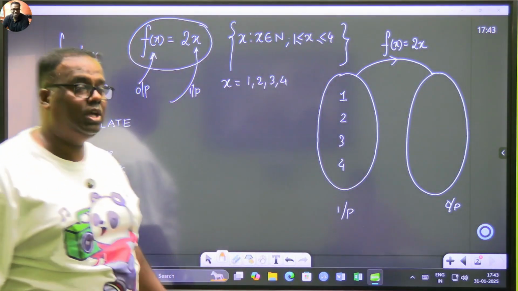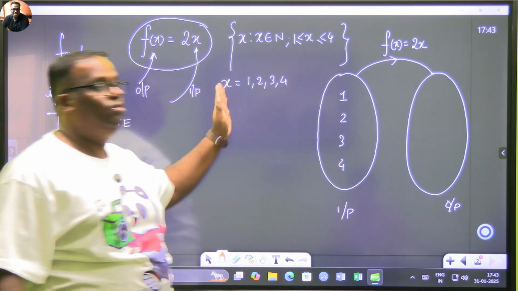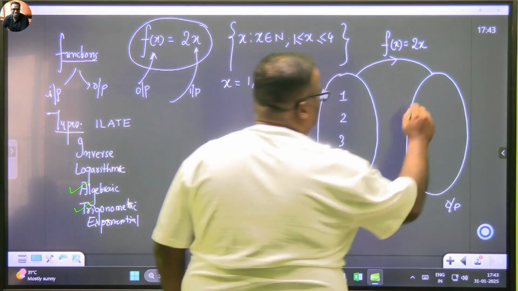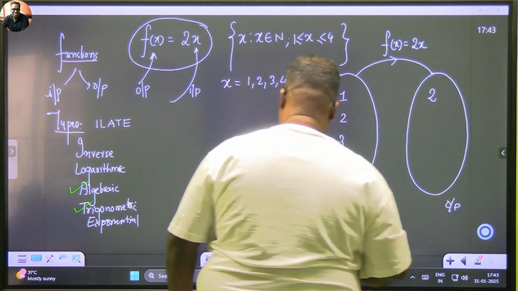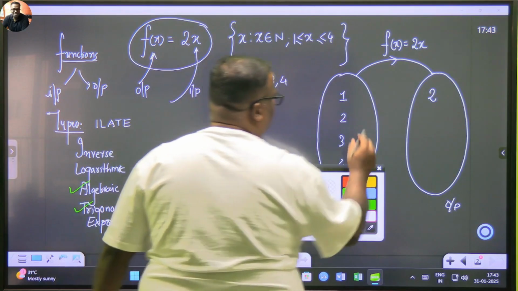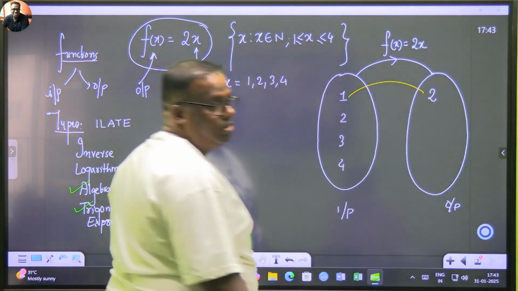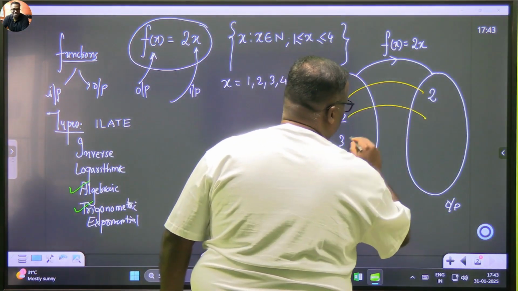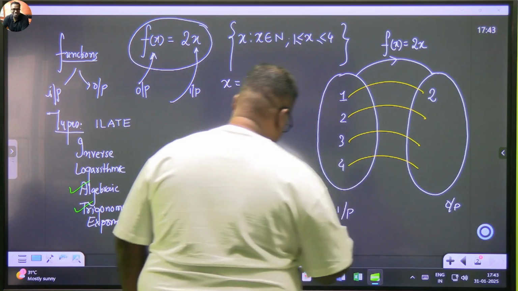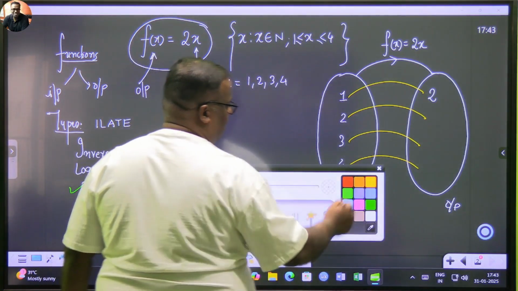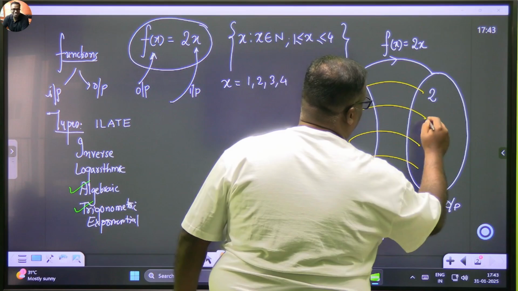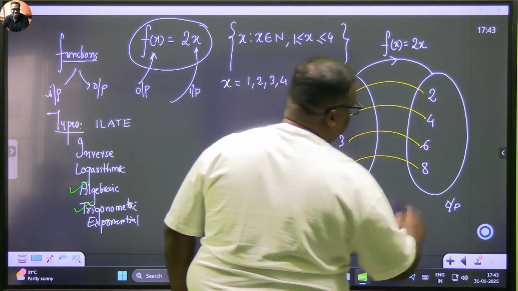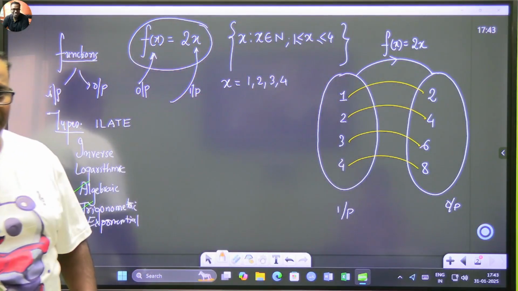Right? What are the outputs I'm going to get? Just put x equal to 1, what is the output? 2. For x equal to 1, the output that we get is 2. Have you understood? Right. So we'll get an output here also, and here also, and here also. Now let's see. For 2, you get 4. For 3, you get 6. For 4, you get 8. This is your function mapping.